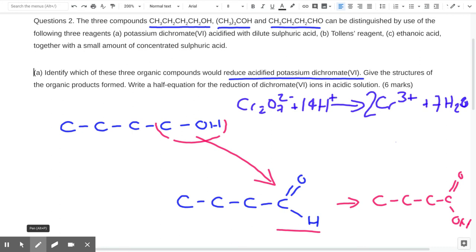So on the left-hand side, there's a residual charge of 12 positives. On the right-hand side, there's 6 positives. So we've got 6 too many, 12 minus 6, 6 too many positive charges on the left-hand side. So we need to negate those with the addition of 6 electrons.